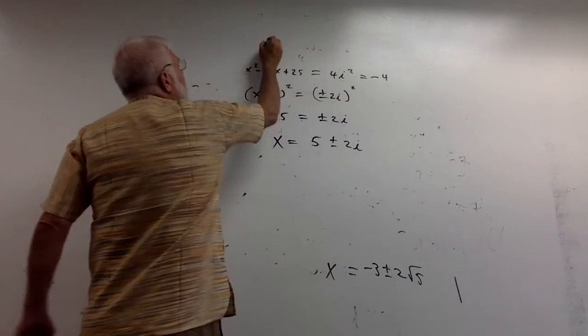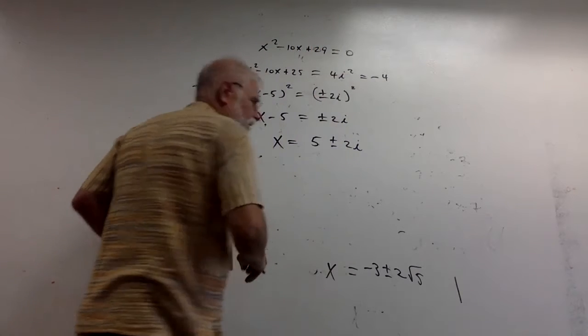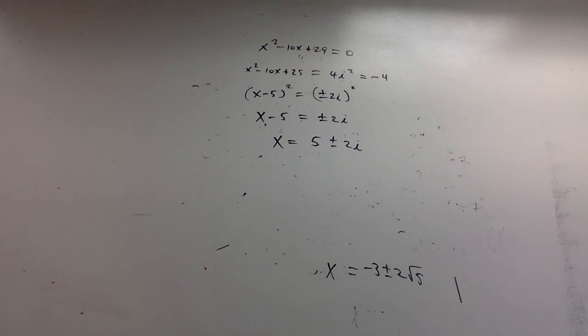Oh, x squared minus 10x plus 29 equals 0. There you go. Now I got to find the other sheet because I know there's more questions.